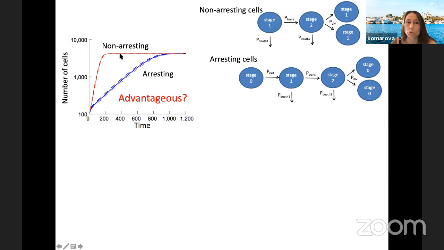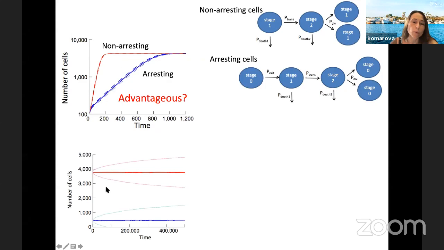Okay, let's check in a different way. We put a bunch of cells of both types in the same population and look who wins. And it turns out that nobody wins here. They just kind of linger around at the same level. So perhaps they're neutral. And there's a third way.